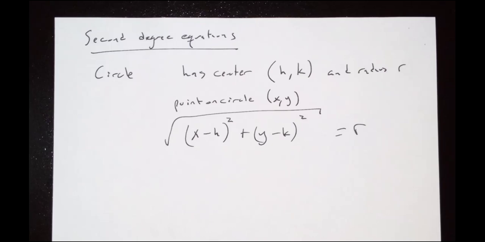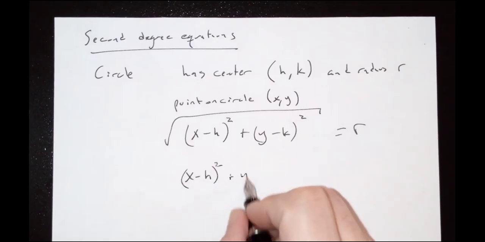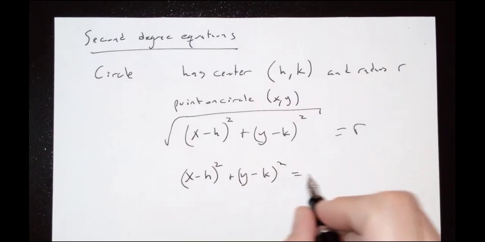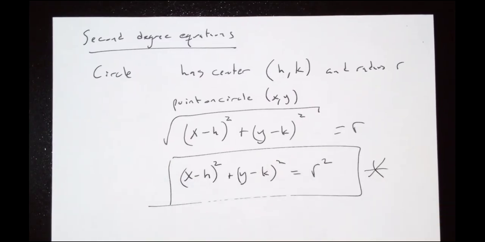I hate equations with square roots in them. With the white hot passion of 1,000 suns, having the square root makes me twitchy. So let's square both sides. This is my default equation for a circle. Instead of just using the distance, I use the square of the distance to get rid of that square root involved there. And this is clearly going to be a second degree equation.